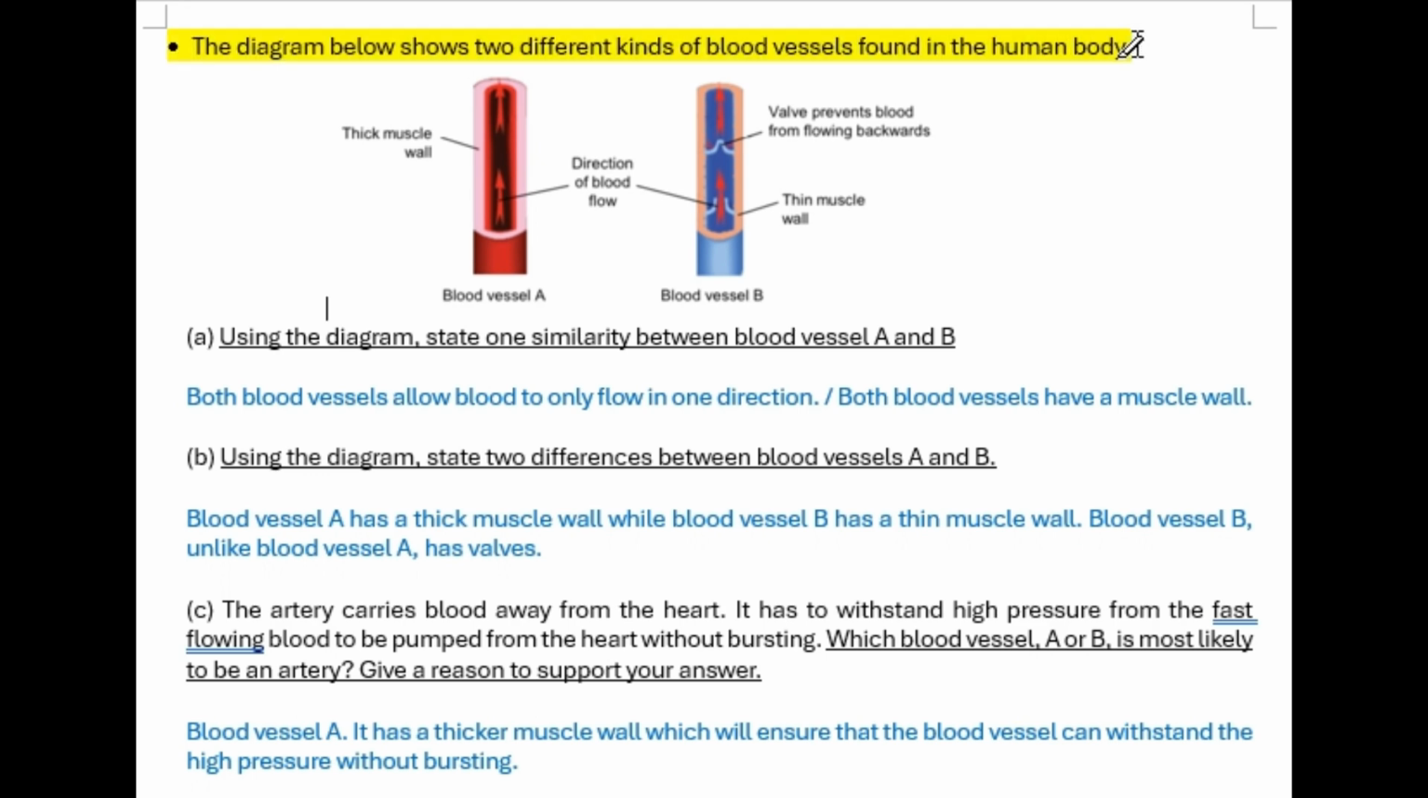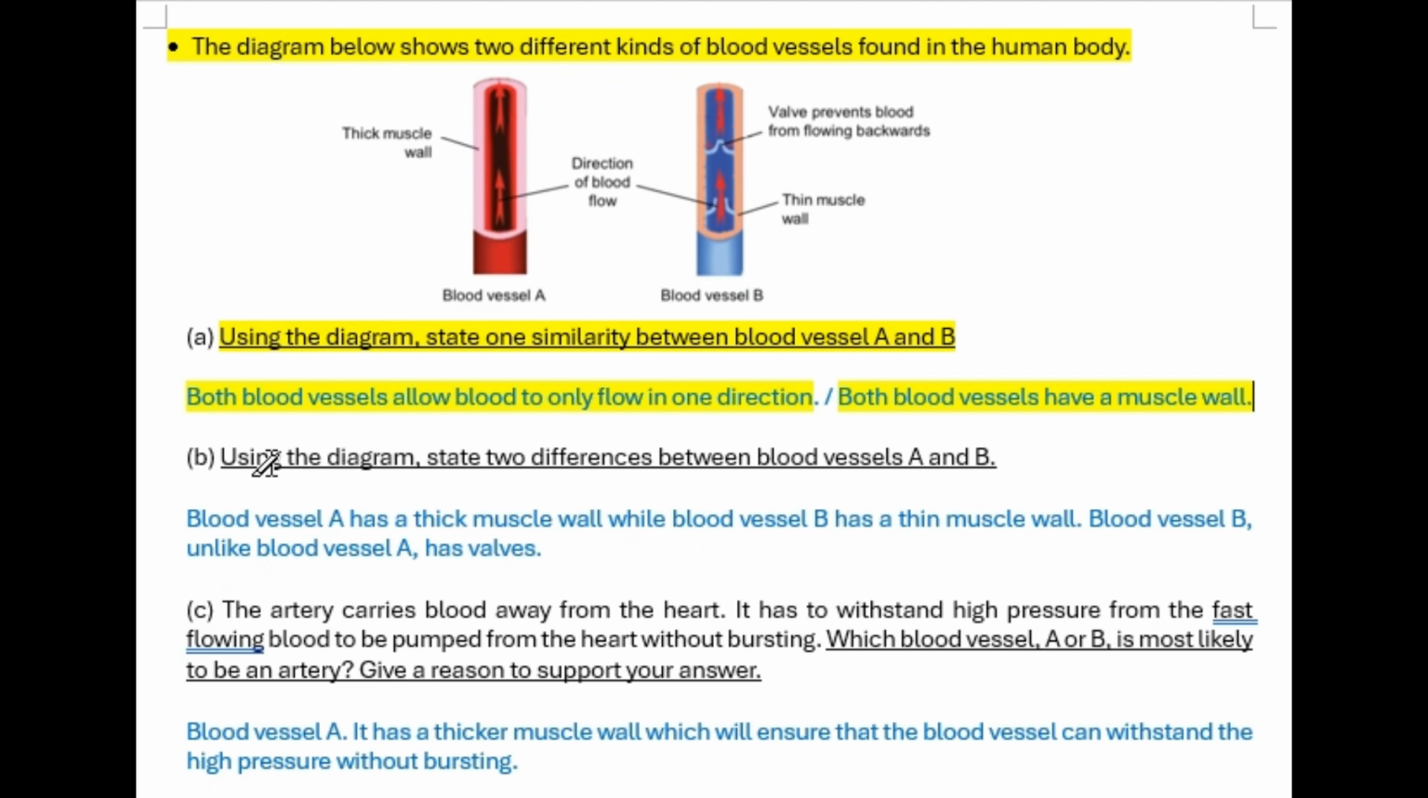The diagram below shows two different kinds of blood vessels found in the human body. Using the diagram, state one similarity between blood vessel A and B. Both blood vessels allow blood to only flow in one direction. Both blood vessels have a muscle wall.